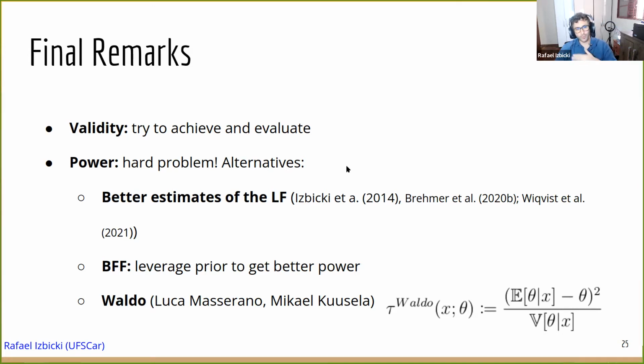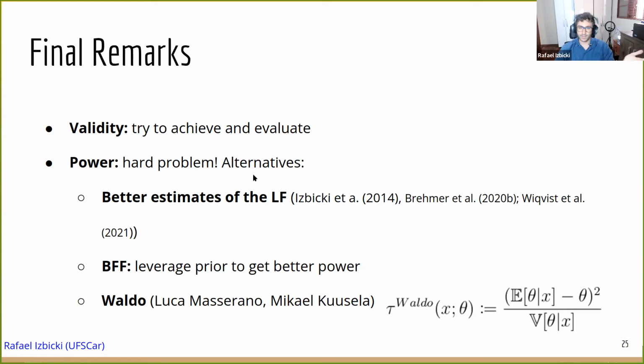And the conclusions from the experiments I've shown, and also the other experiments we have in the paper, is that the hardest thing to achieve in this LFI frequentist setting is power. Especially if you have many parameters, it's really hard to get high power. And I've discussed two reasons. One is that it's hard to estimate the likelihood function, and the second one is a numerical integration or maximization problem.